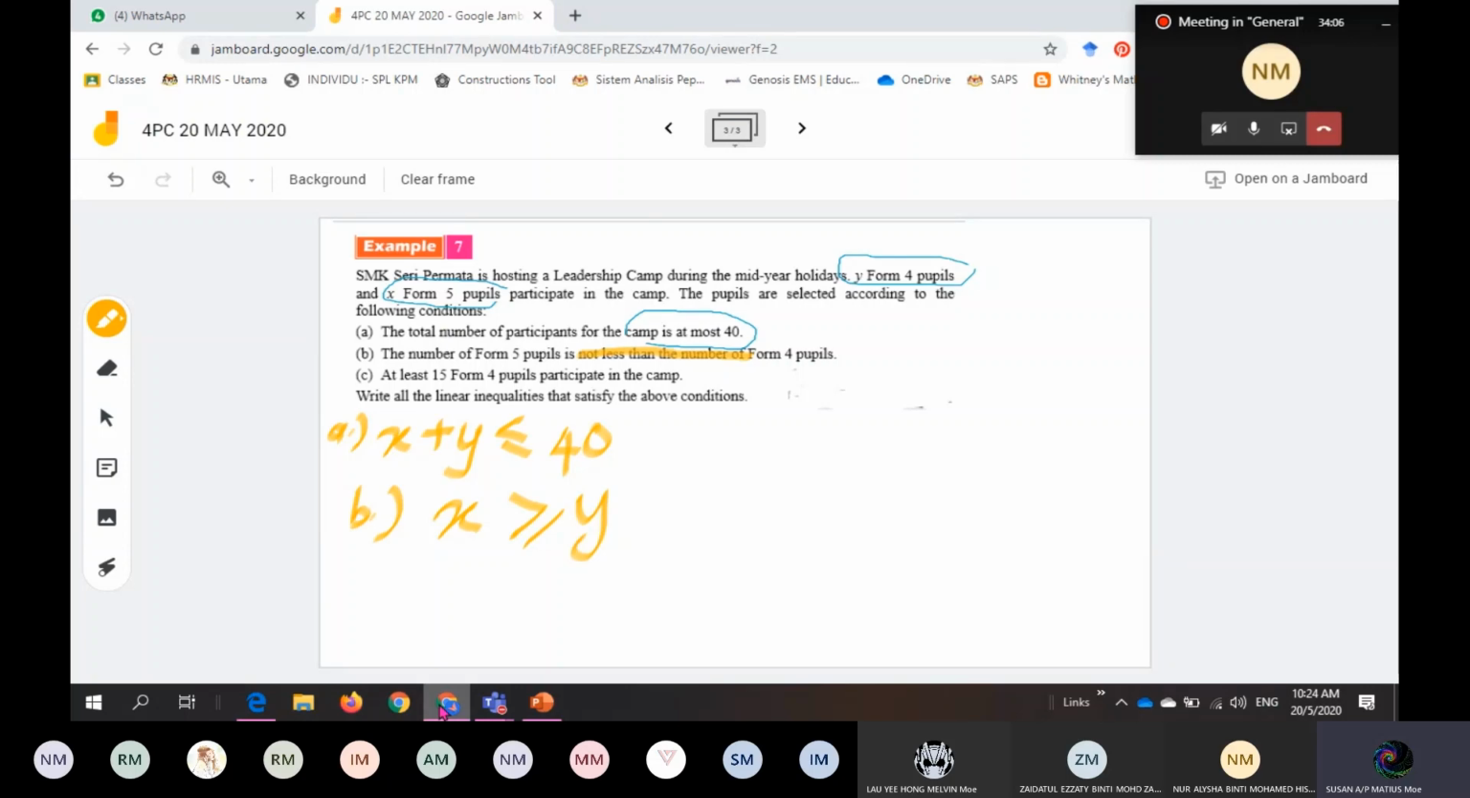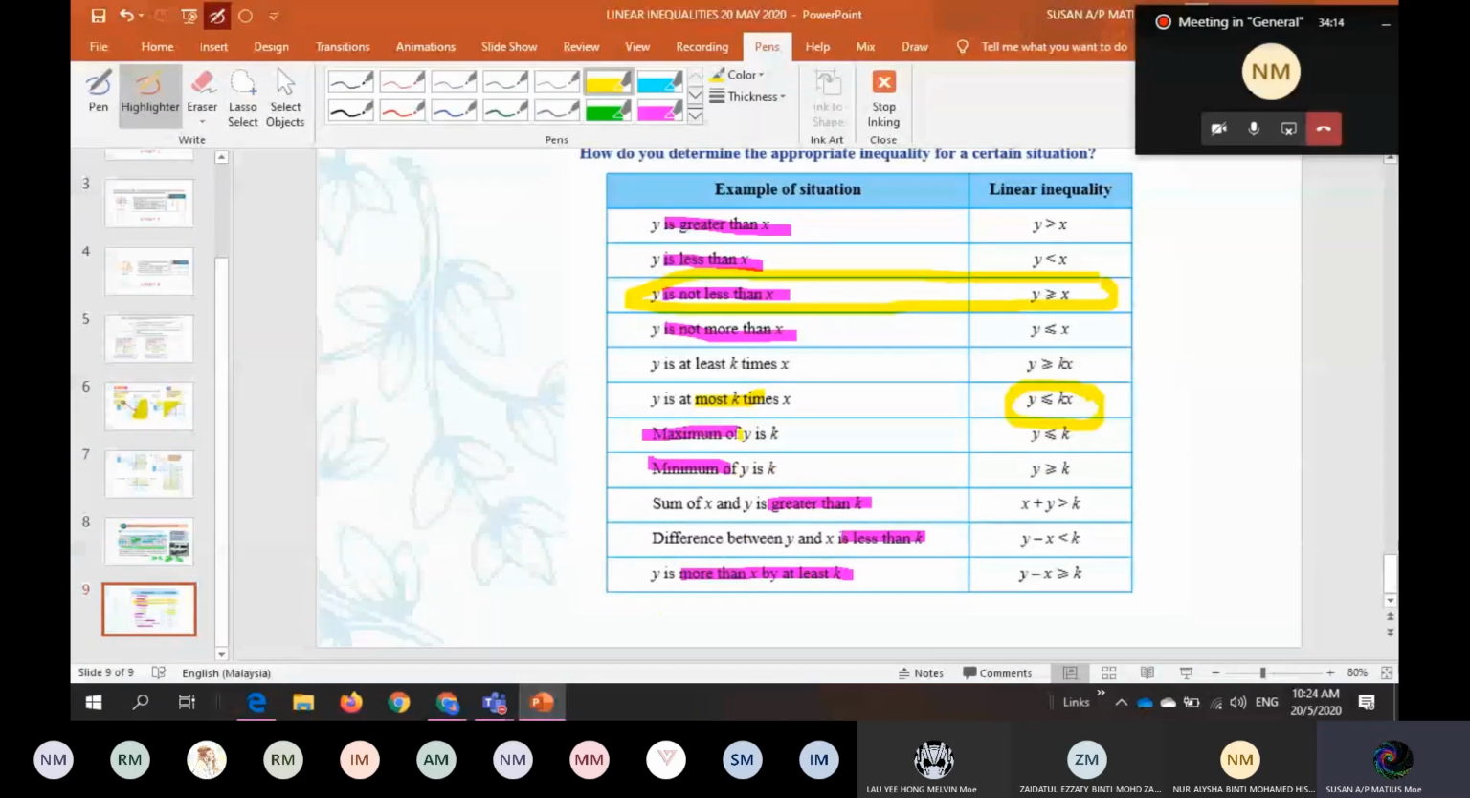At least 15 Form 4 pupils participate in the camp. At least 15. They use the words at least. So go back to the slide. Where do you see at least? Can you see this? At least means y is equal to or greater than 15. Is this easy, guys? You just have to understand and relate to the page in the textbook. Not 167, sorry, it's 165. All right, so we are almost at 10:30.